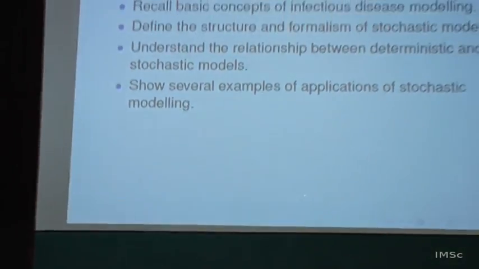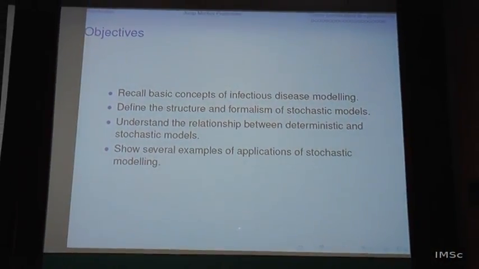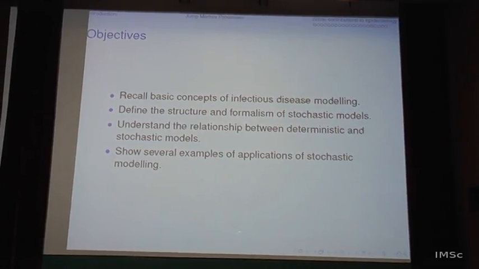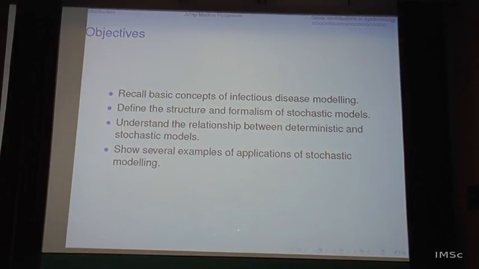And the plan is to recall some basic concepts of mathematical modeling. And usually it's easier to start with deterministic and then move to stochastics. But actually, if you look at how all these things are derived, initially everything is stochastic, and then you can derive some approximation that leads to some deterministic models. But it's usually easier to start with deterministic. So I will recall some basic concepts of infectious disease modeling.